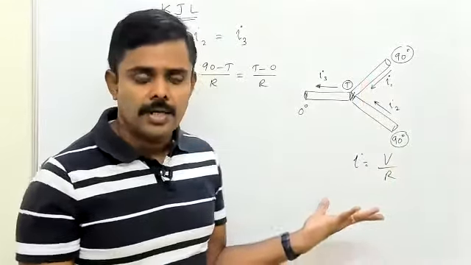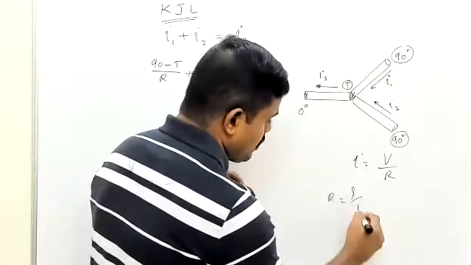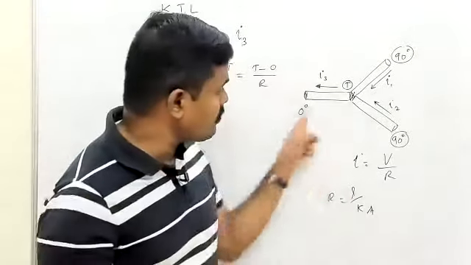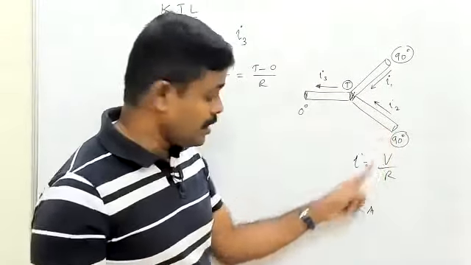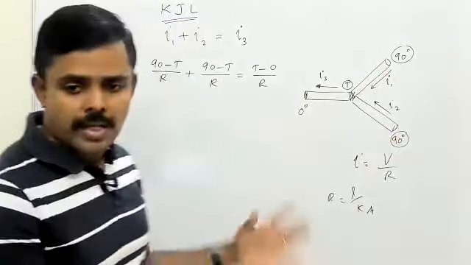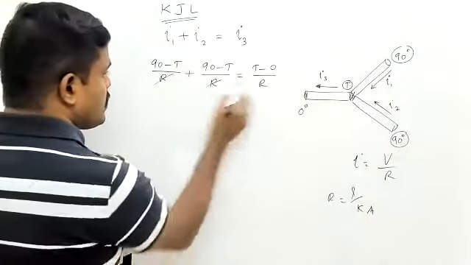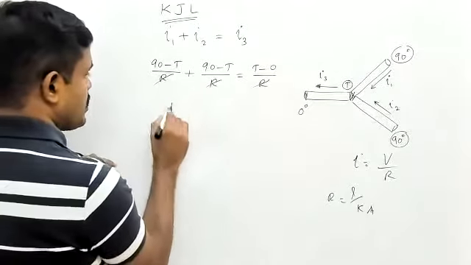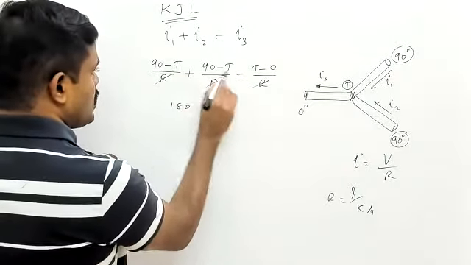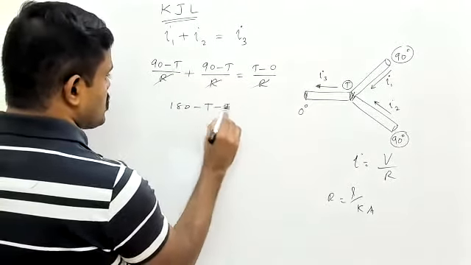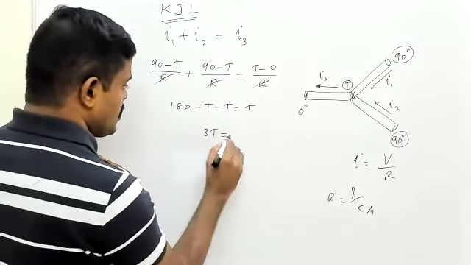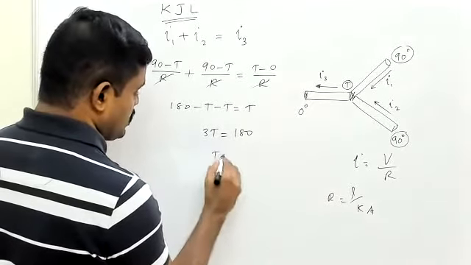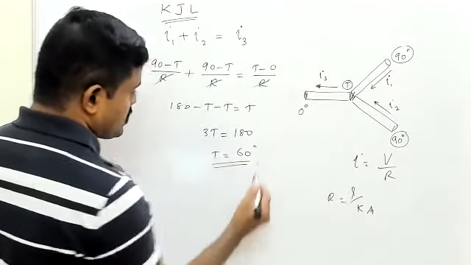Why? Because thermal resistance, do you remember, is L by KA. Length is the same for all. K is the same for all. All are made of the same material. A is the same for all. All are identical, no? So you can cut these R's. This is 90 plus 90, 180. T plus T plus T, the T's go to the left side. So there are 3 T's on one side equal to 180, or T will be 180 by 3. That is equal to 60 degrees Celsius.